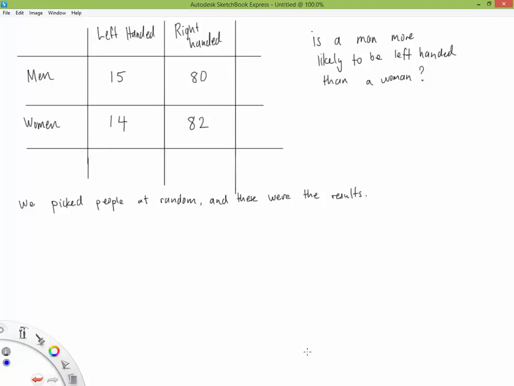Okay, I'm going to go ahead and we're going to try to answer this. Okay, so we picked some people at random. These were the results. And we want to know, is a man more likely to be left-handed than a woman? Okay, so we want to know what is the likelihood for a man to be left-handed?